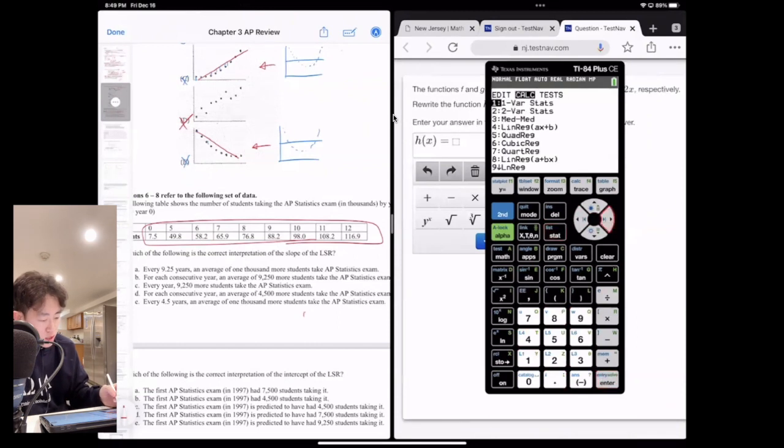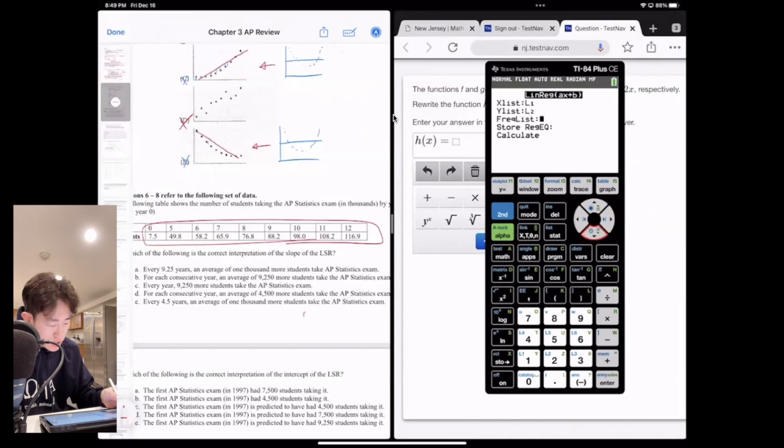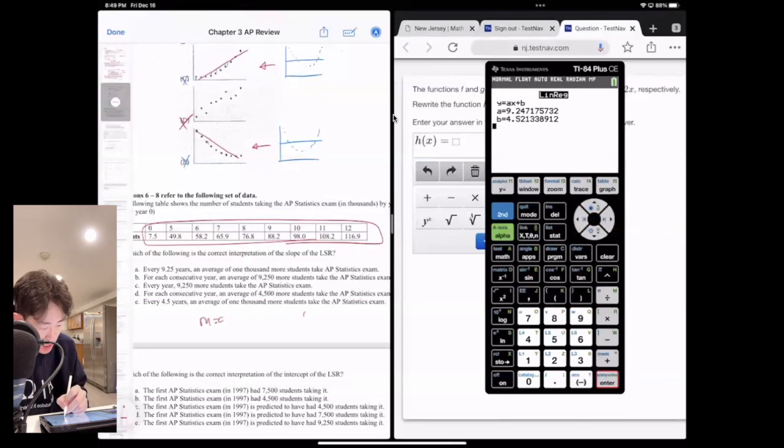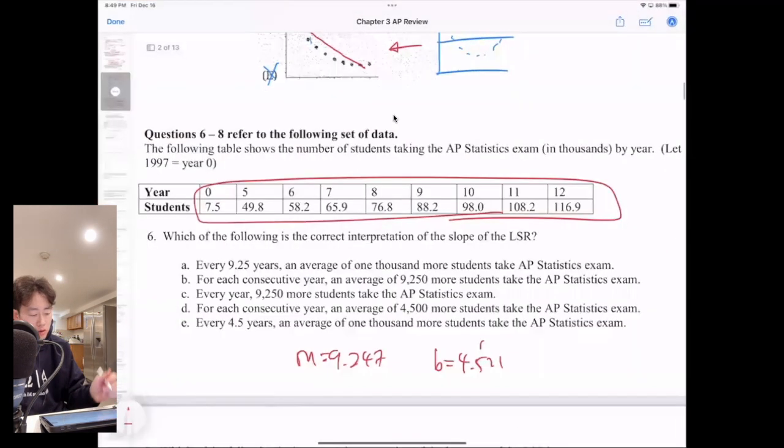So if I want to actually calculate this, you go to stat, then calc, and go to number 4, which is linear regression modeling. So list 1, list 2, frequency list, nothing. Vars, y-vars, function 1, that would store our equation into y1, and then we'll press calculate. And then you can see that we have the slope, which is 9.247, and the y-intercept, which is 4.521.